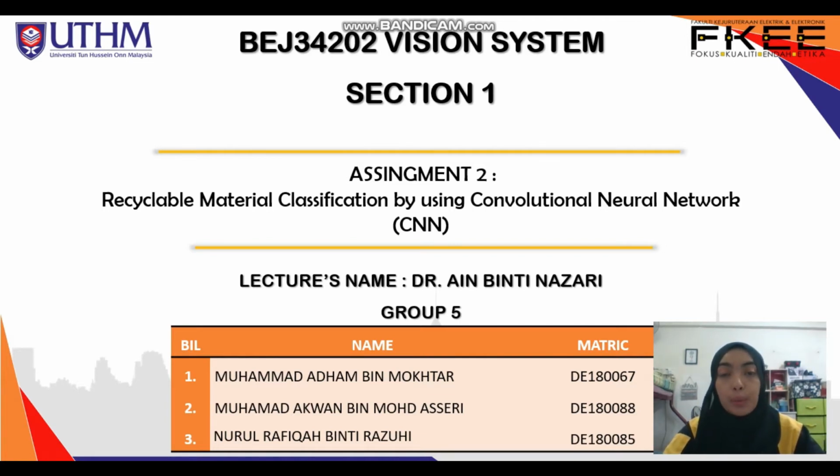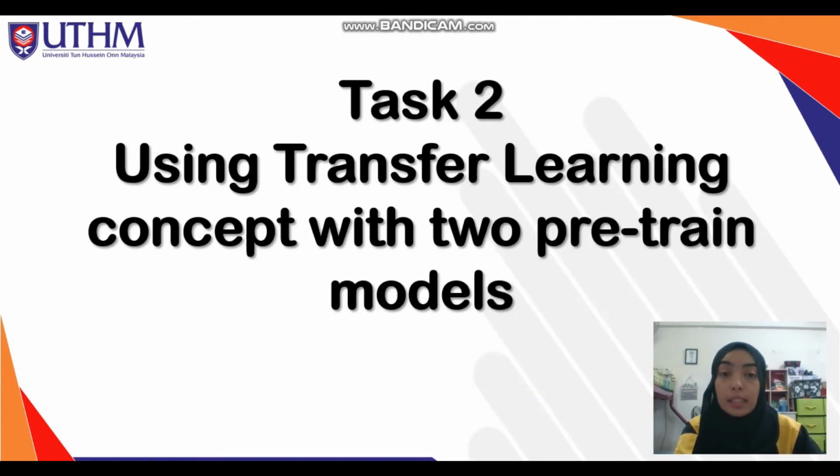For this assignment 2, I want to present task 2. In this task 2, we need to use the transfer learning concept. Transfer learning is the reuse of a pre-trained model on a new problem. In transfer learning, the knowledge of an already trained machine learning model is applied to a different but related problem. For this task 2, we need to select two pre-trained models, and we have decided to choose BEJ44103 and ResNet-101. I will present about the BEJ44103 model.